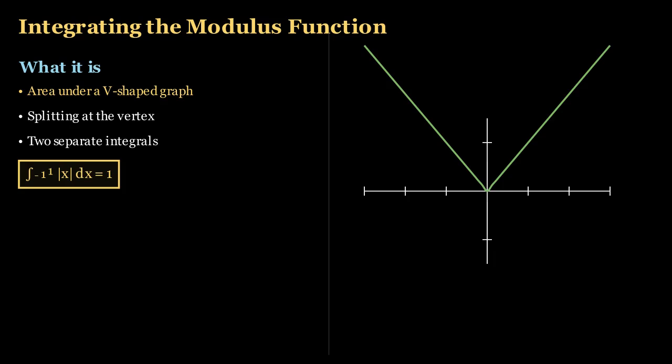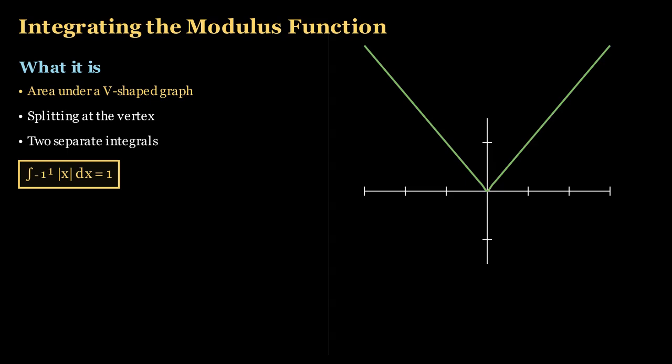Instead, we break the area at the vertex, the point where the inside expression changes sign. We split the integral into two separate pieces, one for the left arm and one for the right arm, and then add their areas together. That is the core idea. Integrating the modulus means splitting at the sign change.